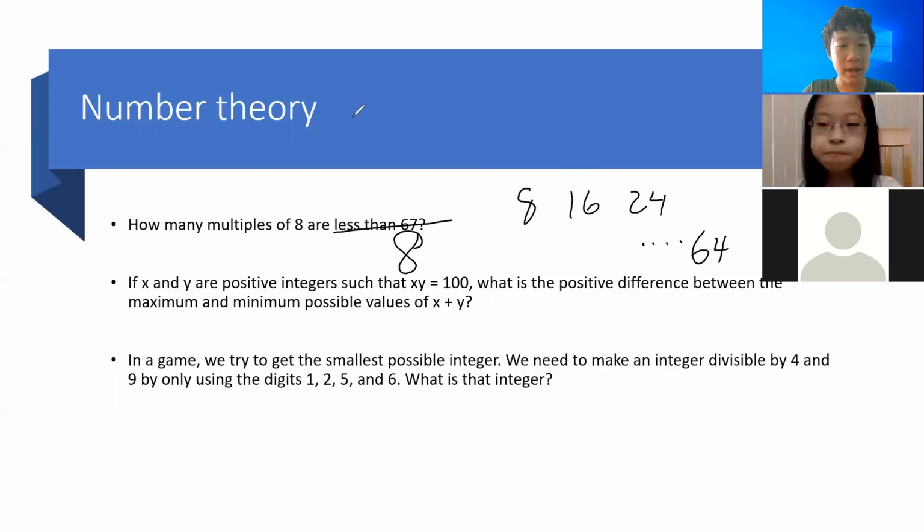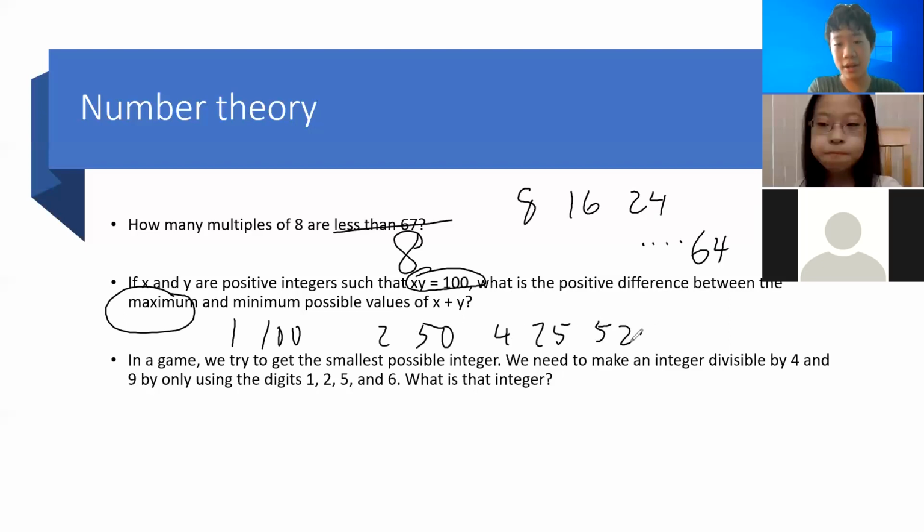So x and y are positive integers such that xy equals 100. What's the positive difference between the maximum and minimum possible values of x plus y? Well, we want to find xy equals 100. So let's first find the maximum possible value of x plus y. We can just test out numbers, right? We can have 1 and 100. We can have 2 and 50. We can have 4 and 25, 5 and 20, and the last one is 10 and 10. If we write out all the possibilities, this makes it a lot easier for us.